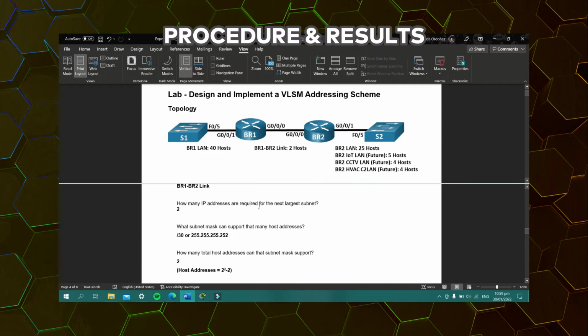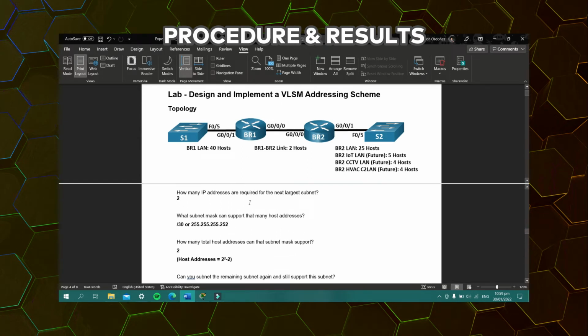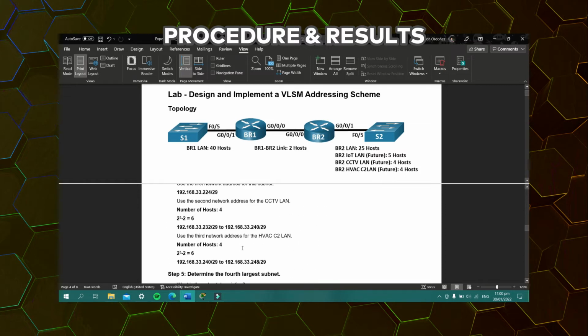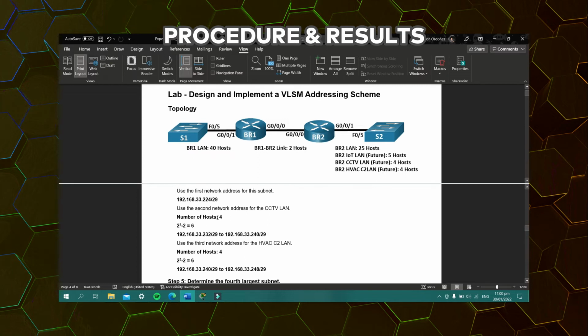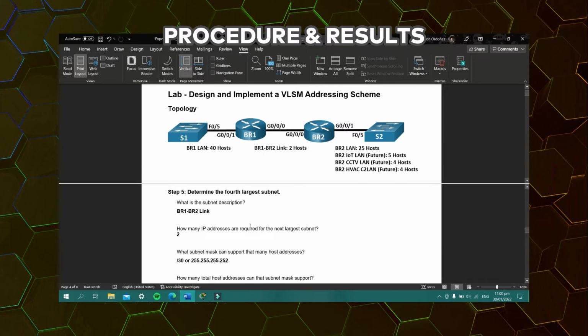Next, how many IP addresses are required for the next largest subnet? 2 hosts. We didn't use BR2 CCTV LAN and BR2 HVAC C2 LAN since we already declared a network address for these two subnets. So the remaining would be the BR1-BR2 link.